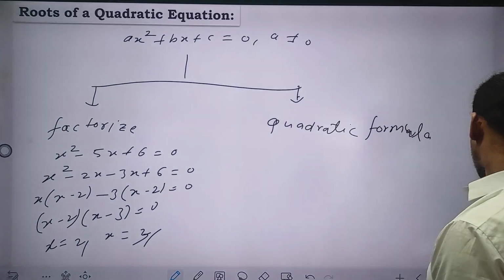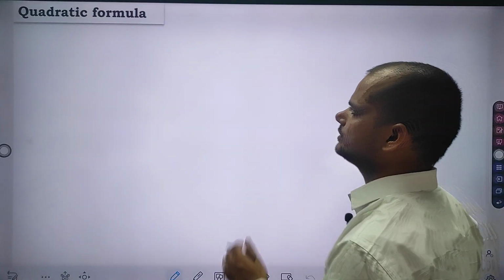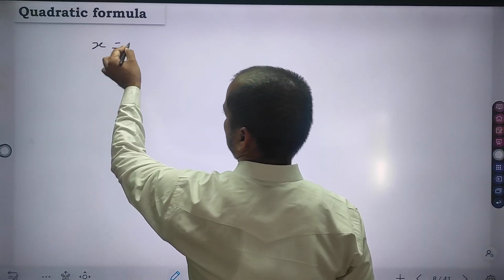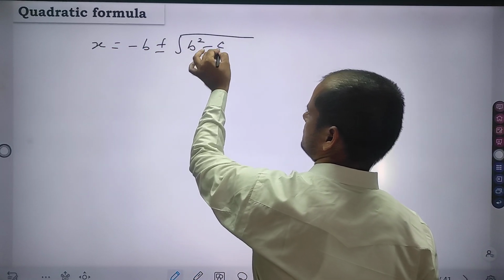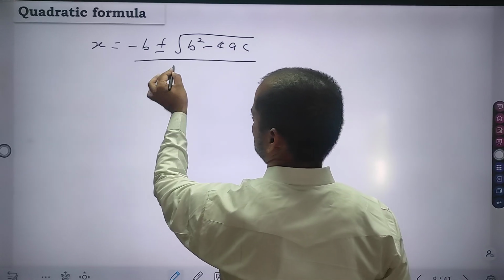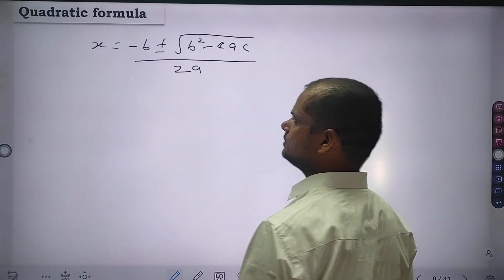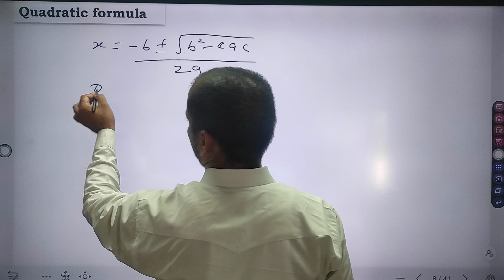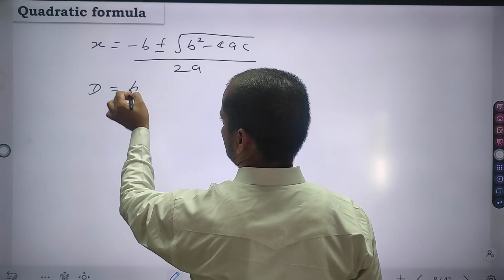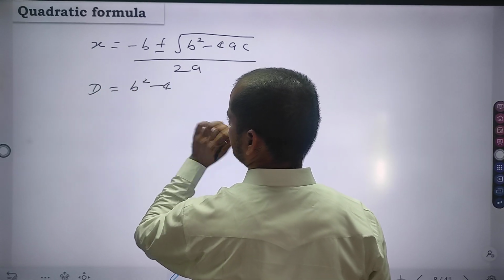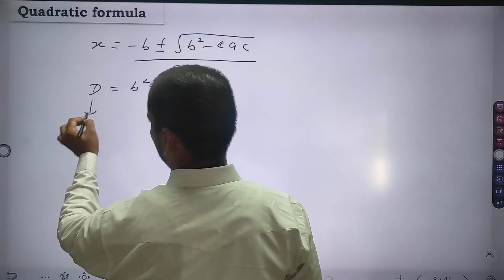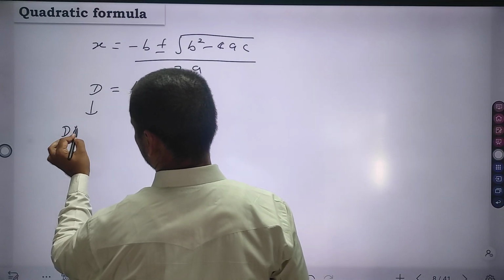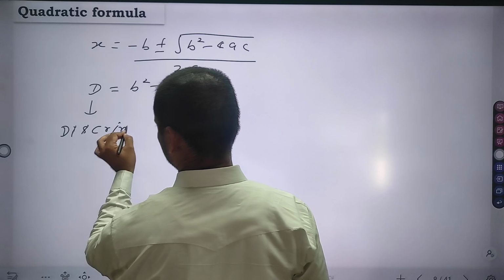Now what is the quadratic formula? We know the quadratic formula: x equal to minus b plus minus root of b square minus 4ac, upon 2a, where b square minus 4ac is denoted by D, and D is called the discriminant.